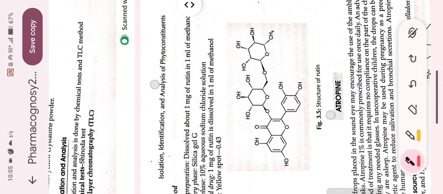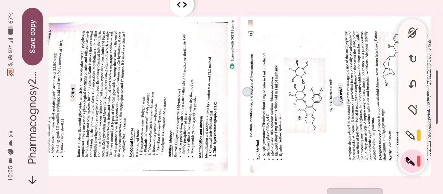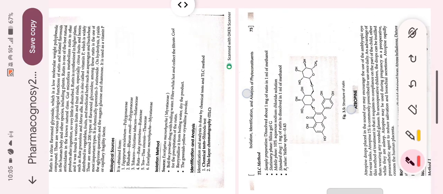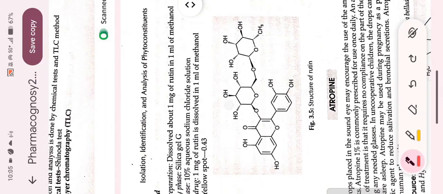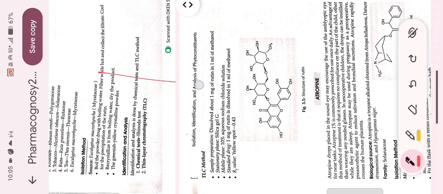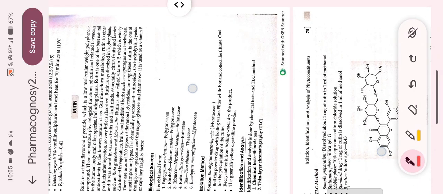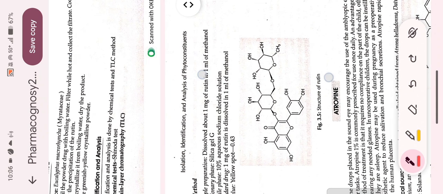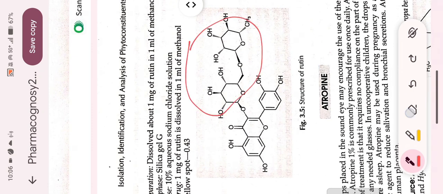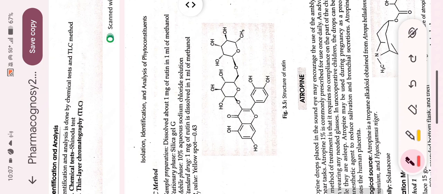This is rutin. Rutin is not a terpenoid. It's a flavonoid glycoside. So one will be the glycone part and the other one will be the aglycone part. So you have to remember it like that. Glucose part is not there. You should know flavonoid glycosides and all that. It won't help you to memorize it, it will just say why the structure is like this.